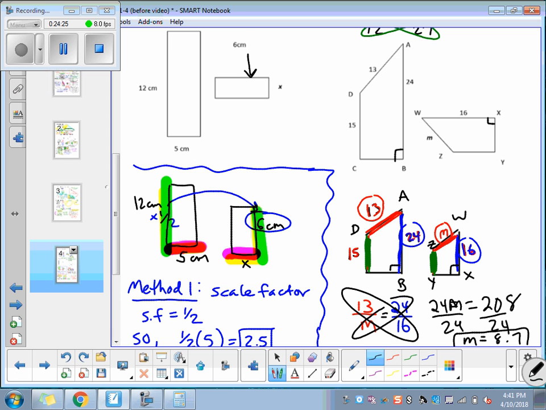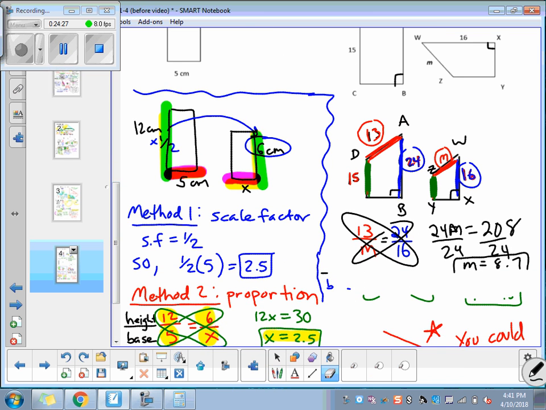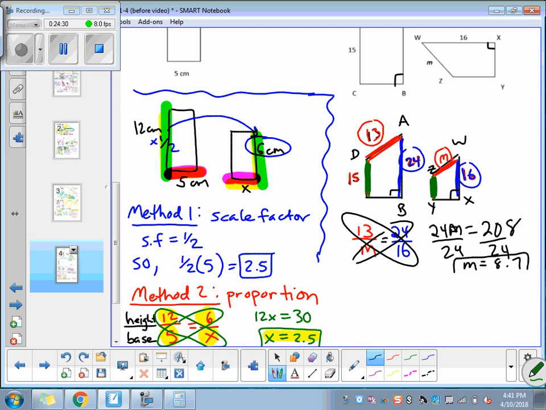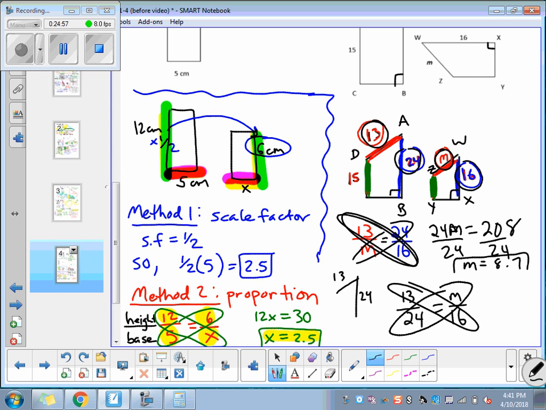Now, if that proportion doesn't click with your brain, what you could do instead is say that 13 goes with 24. You could say the weird slanty side over the height can match up with the weird slanty side over the height. Once again, you're going to cross multiply. We got a 13 and a 16, and then we're going to divide it by 24. All right, so for that one, we get that M equals 8.7.